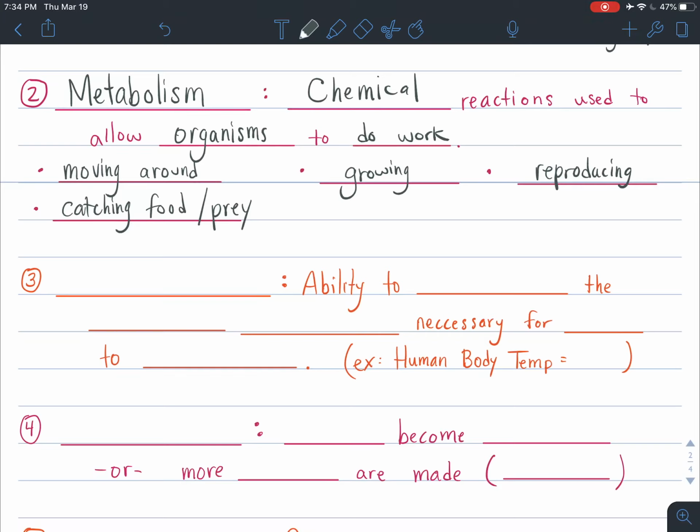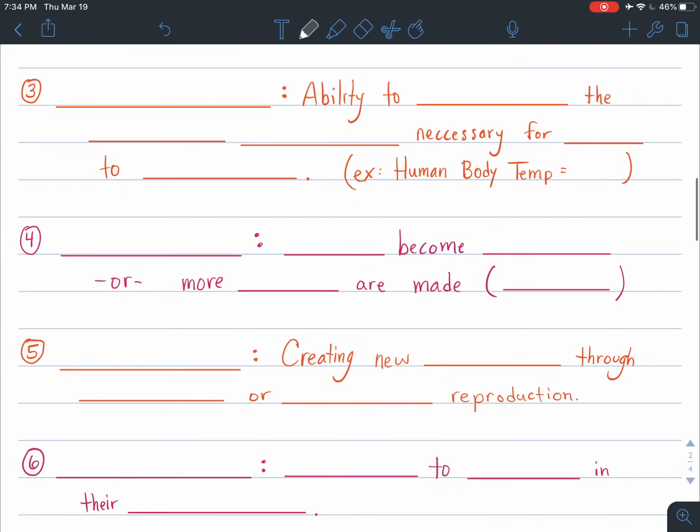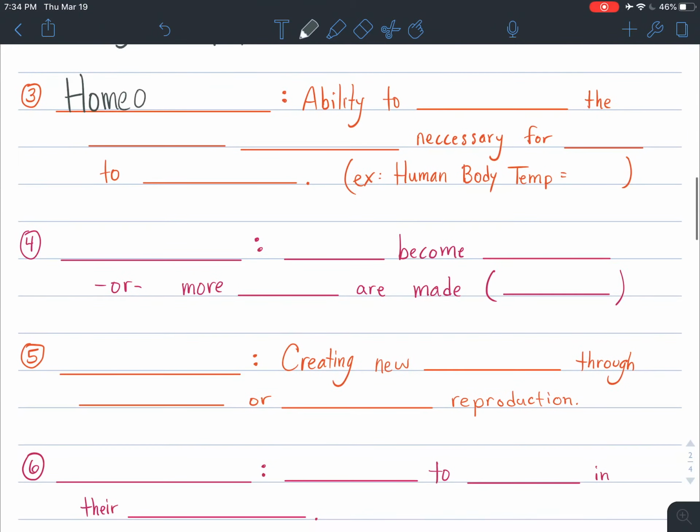Now, in order to be able to grow and reproduce, you have to be able to use chemical reactions to create energy so that organisms can do work. Now, number 3, numero tres, is a word that sounds complex, but it's really simple. It's homeostasis.